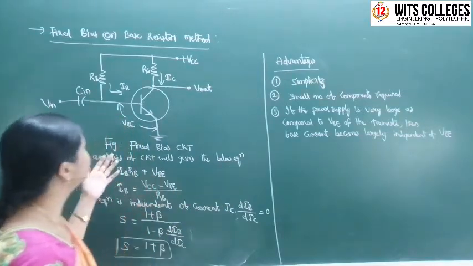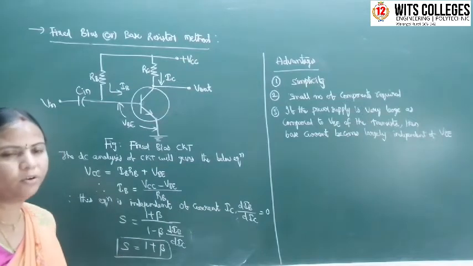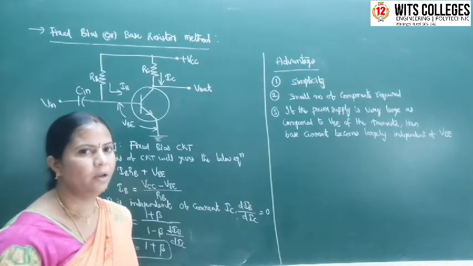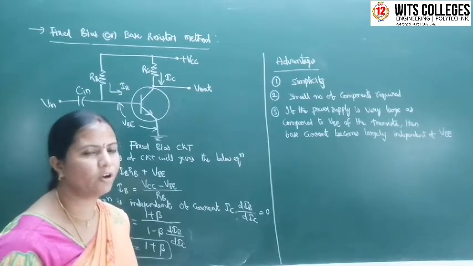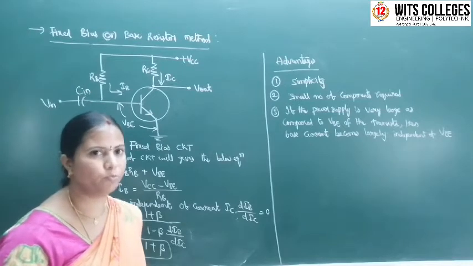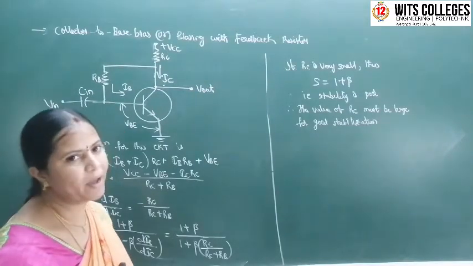So this is about the fixed bias or base resistor method. Because of the large beta value, this type of biasing technique is not used in amplifier circuits in order to get distortion free output. The next biasing circuit is collector to base bias, or biasing with feedback resistor.